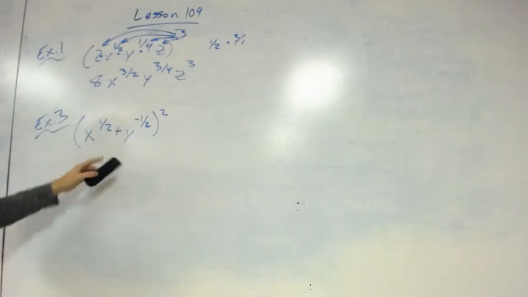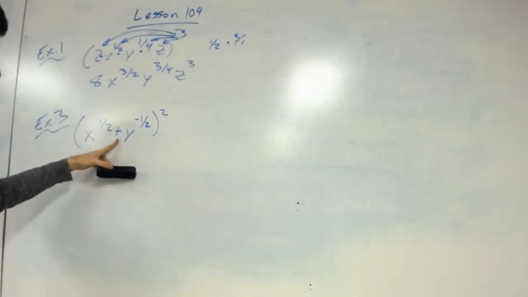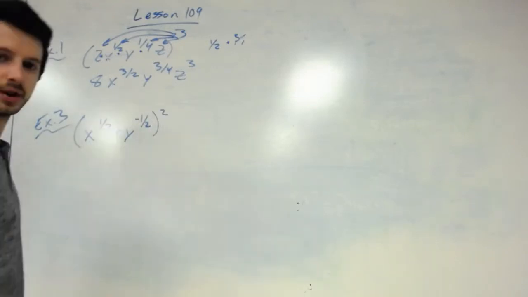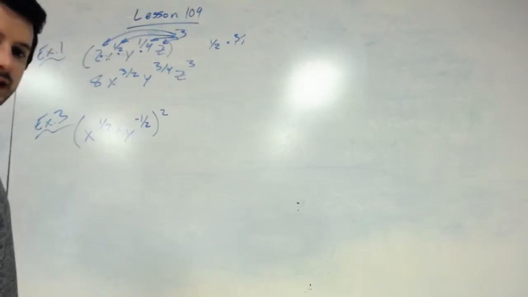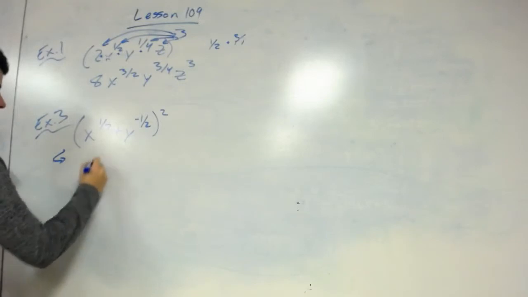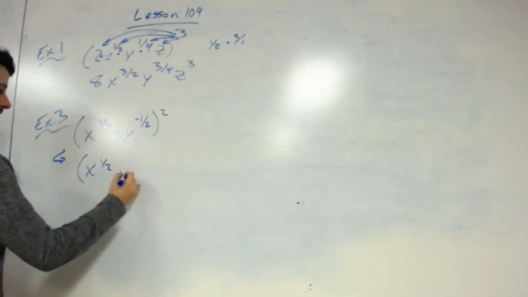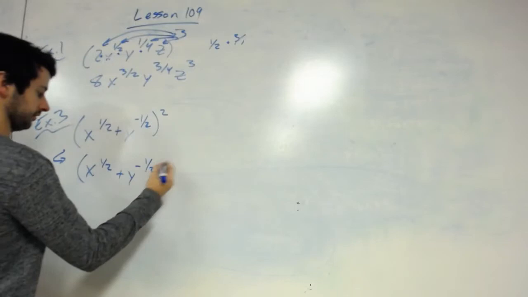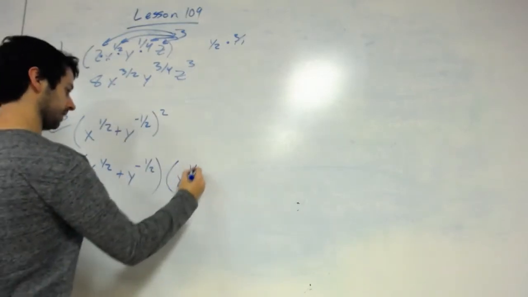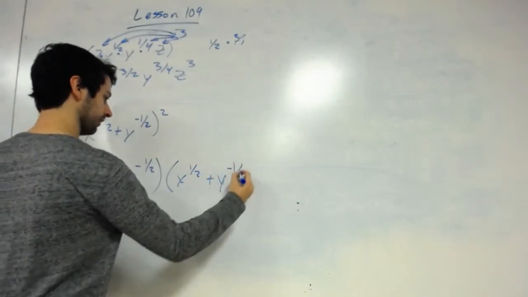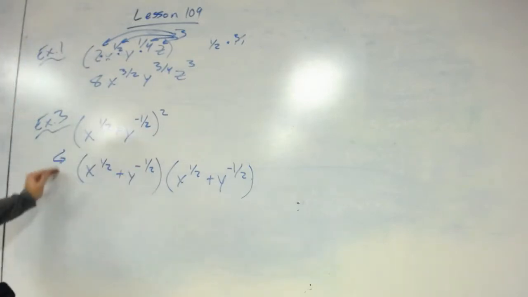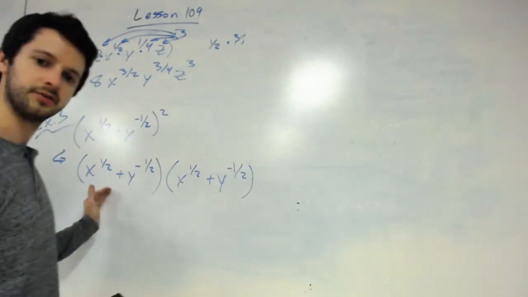Now let's look at one where we have an addition sign in the middle. If we have something like that and it's squared, we cannot just multiply both exponents by 2. What that actually translates to is x to the 1/2 power plus y to the negative 1/2, squared, times x to the 1/2 plus y to the negative 1/2. This is how it translates. And then you have to FOIL.